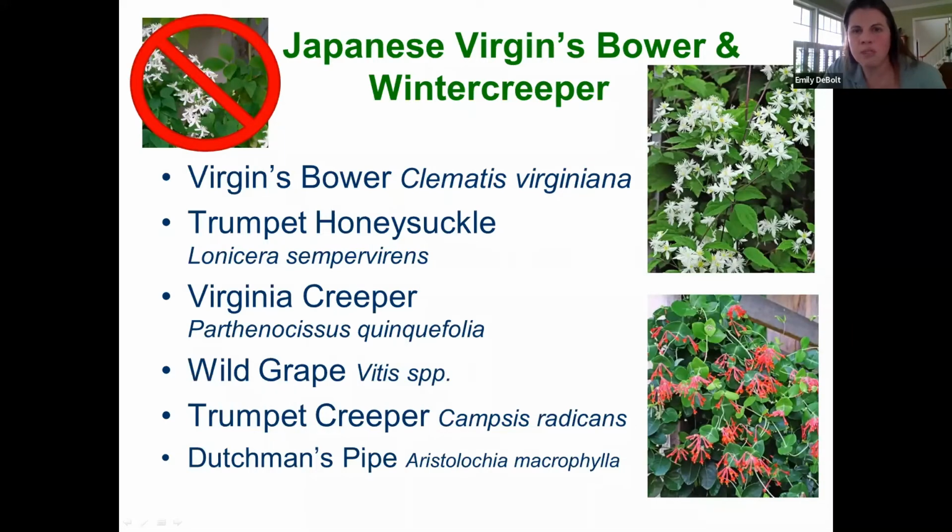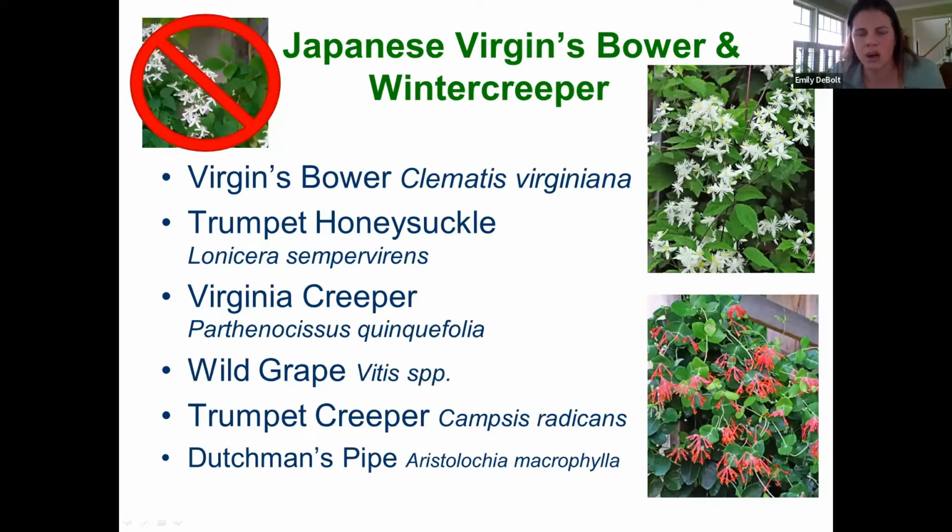Instead of Japanese virgin's bower and winter creeper, we have some nice native vines. Now, we didn't really spend a lot of time on this at the beginning, but there's native and invasive, and then there's still something that's native but maybe really aggressive or a nuisance. So wild grape or trumpet creeper, really any of these are not something you necessarily want to be planting in a small space.